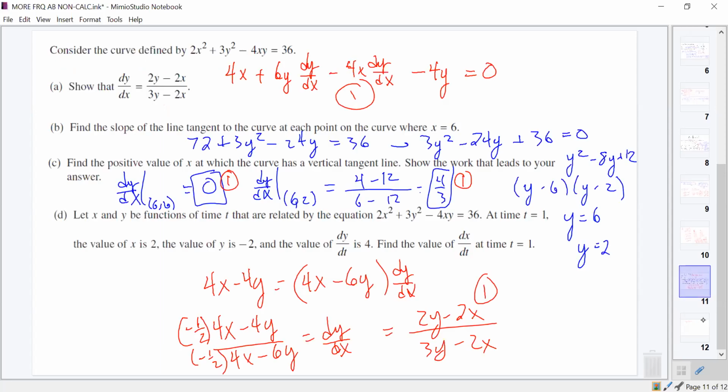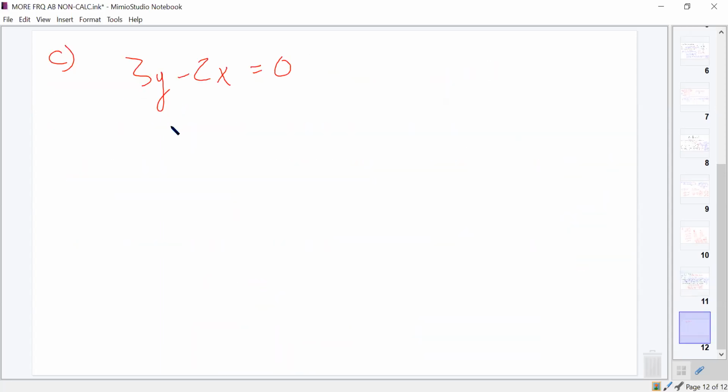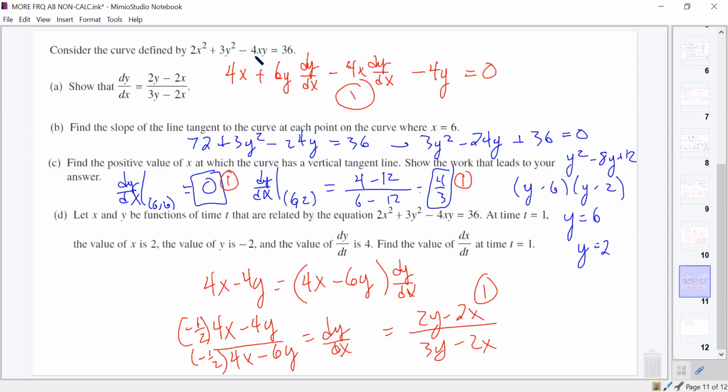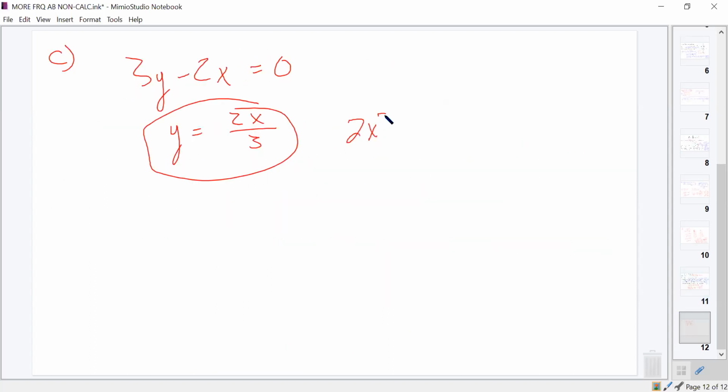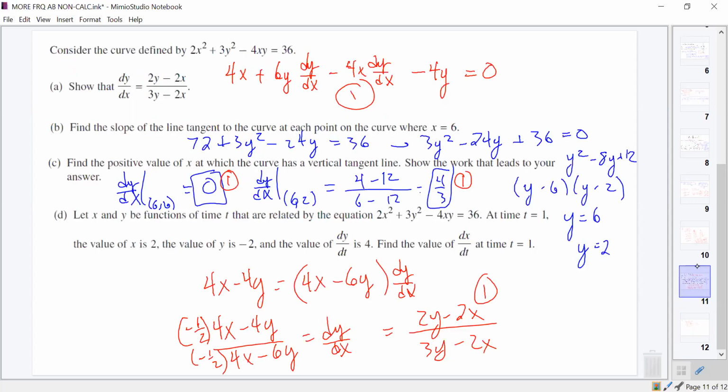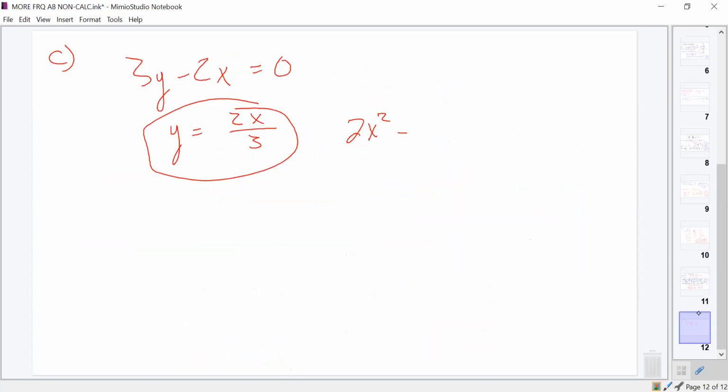It wants us to find the positive x value. So let's figure out what y is. y is then 2x over 3. So we want to know, for our original equation, when does y equal 2x over 3? So we'll go back in and replace the y's with 2/3 x. So we're going to have 2x squared plus 4/9 x squared times 3. So that ought to be 4/3 x squared.